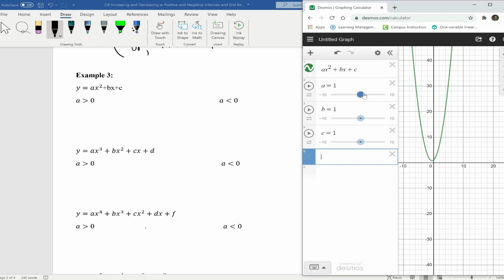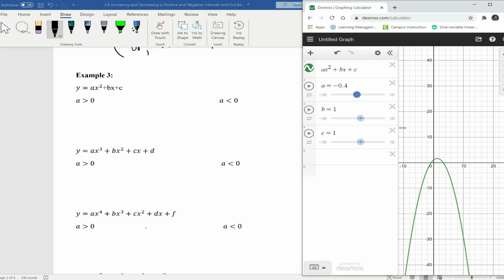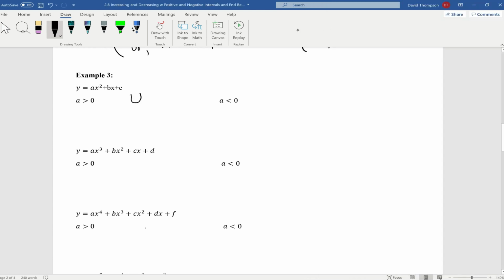So if a is greater than 0, no matter what I do, it appears like both sides of the graph are going to go up or approach positive infinity. If I change a to a negative, both sides of the graph go down, or they're going to approach negative infinity. So let's just draw this picture. So this is when a is greater than 0 and when a is less than 0.